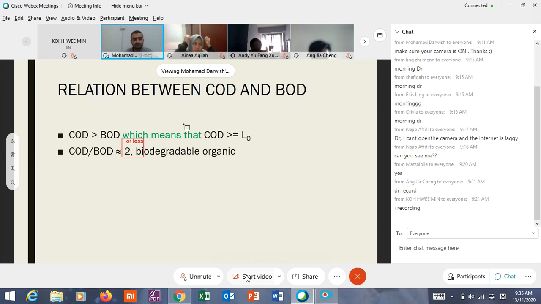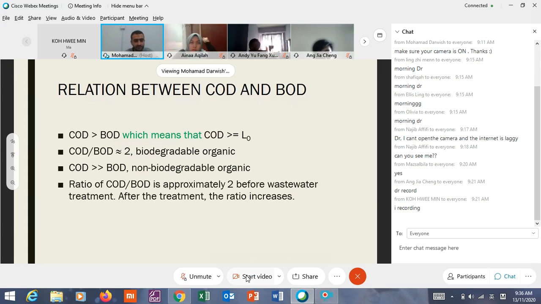organic. Now, if the COD is much higher than BOD, like 10 times or 5 times, that means the majority is non-biodegradable organic matter. Like if the BOD is only 20 and COD is 100 something, most of the organic matter is non-biodegradable. So the ratio of COD over BOD is approximately 2.